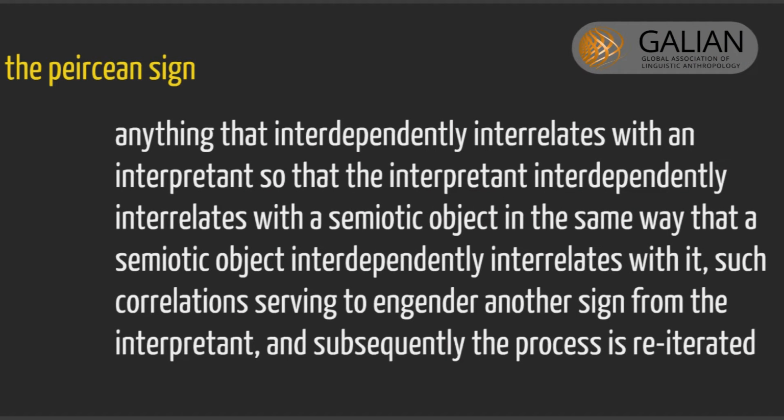Okay, so the sign is anything that interdependently interrelates with an interpretant, so that the interpretant interdependently interrelates with a semiotic object in the same way that a semiotic object interdependently interrelates with it. So there's a lot of going back and forth, and interdependency. Such correlations serve to engender another sign from the interpretant, and subsequently the process becomes reiterated. There's reiteration, propagation, contiguity, of course, continuation.